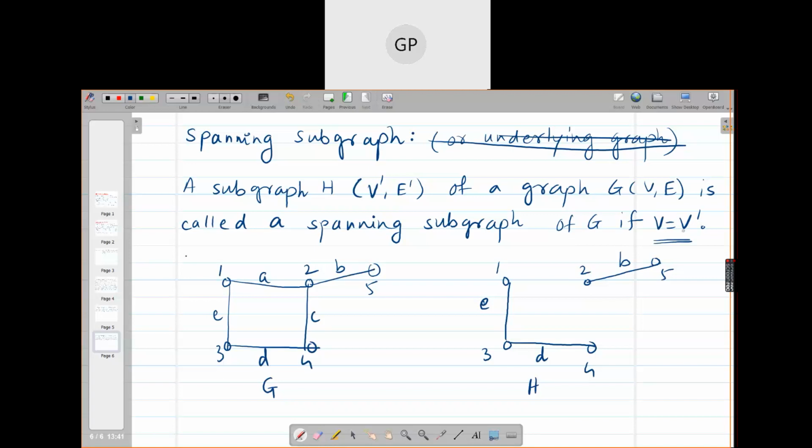Now we will extend this definition to simple spanning subgraph. Have you understood what I mean to say? From any graph, if you find a subgraph where you are taking all the vertices of G as they are, then it becomes just a spanning subgraph of G. Now we will extend this idea to find simple spanning subgraph or underlying graph.